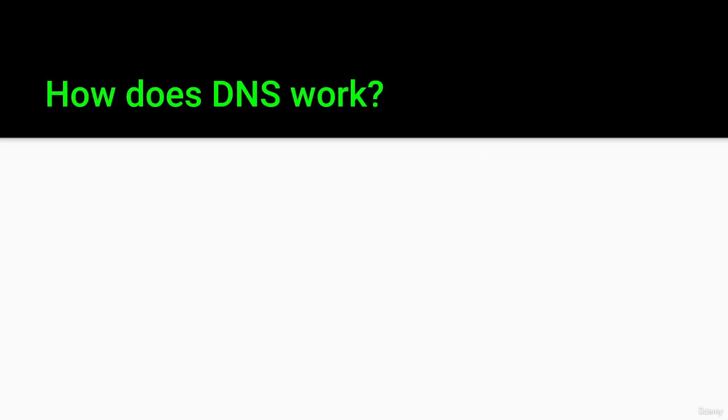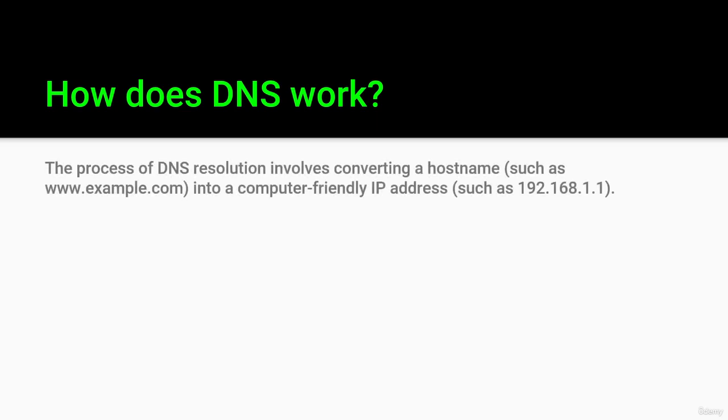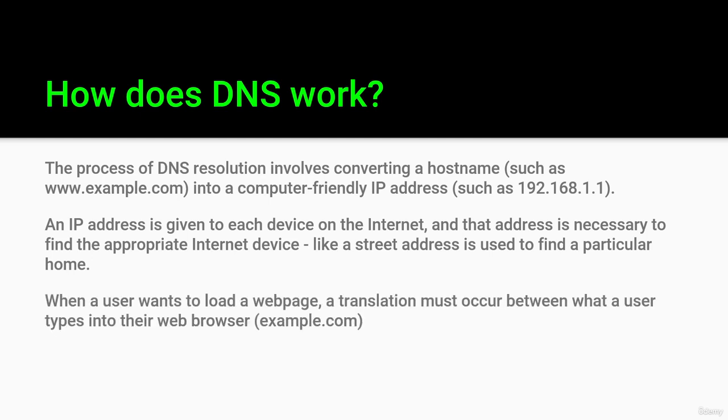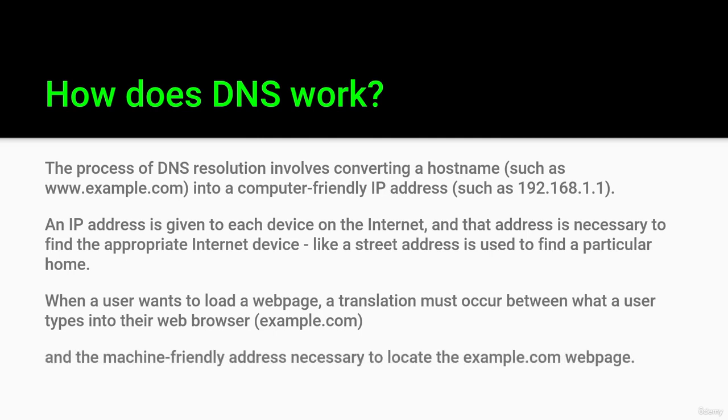Now, how does DNS work? The process of DNS resolution involves converting a host name such as example.com into a computer-friendly IP address such as 192.168, etc. An IP address is given to each device on the internet, and that address is necessary to find the appropriate internet device, like a street address is used to find a particular home. When a user wants to load a web page, a translation must occur between what the user types into their web browser, example.com, and the machine-friendly address necessary to locate the example.com web page.